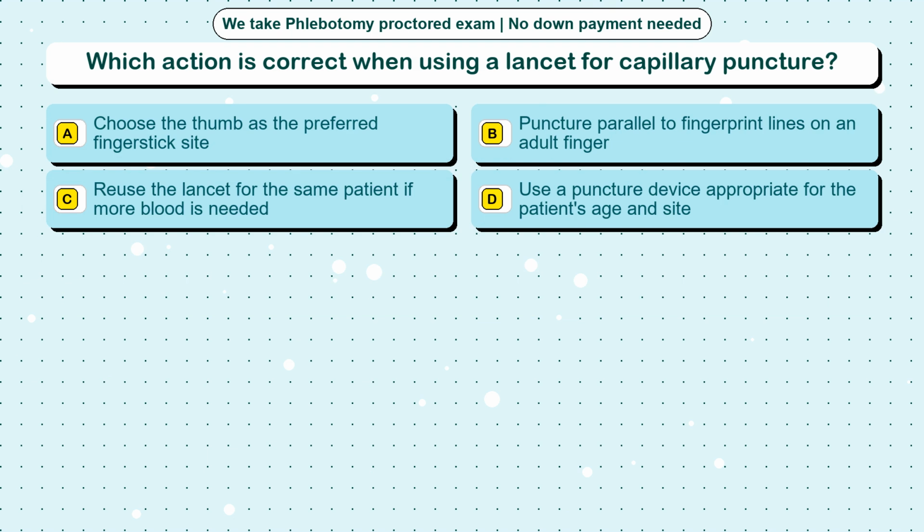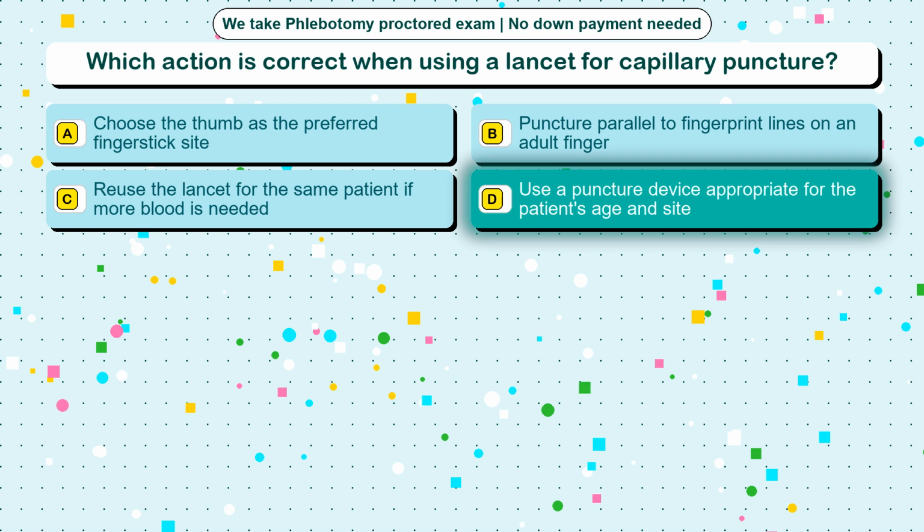Question 34. Which action is correct when using a lancet for capillary puncture? Option A, choose the thumb as the preferred finger stick site. Option B, puncture parallel to fingerprint lines on an adult finger. Option C, reuse the lancet for the same patient if more blood is needed. Option D, use a puncture device appropriate for the patient's age and site.